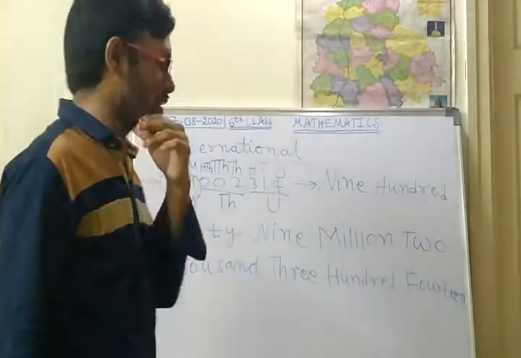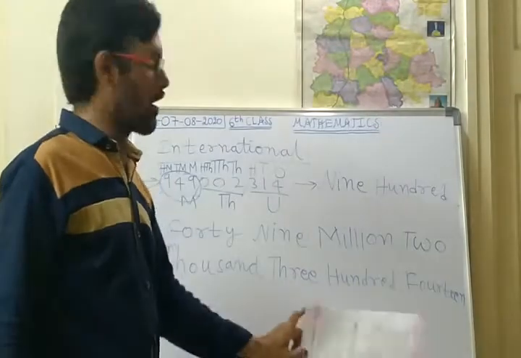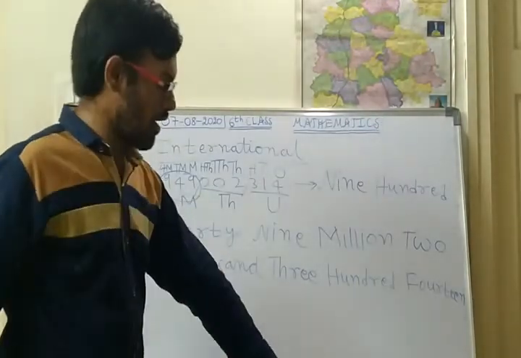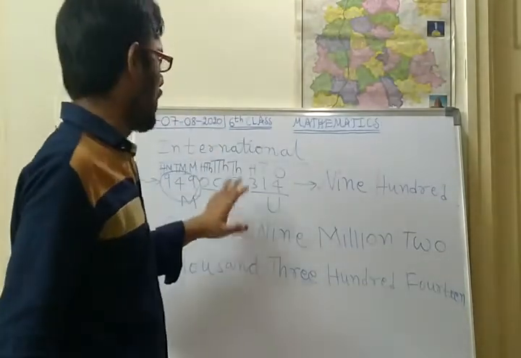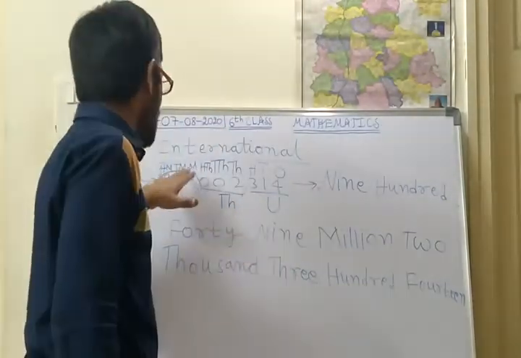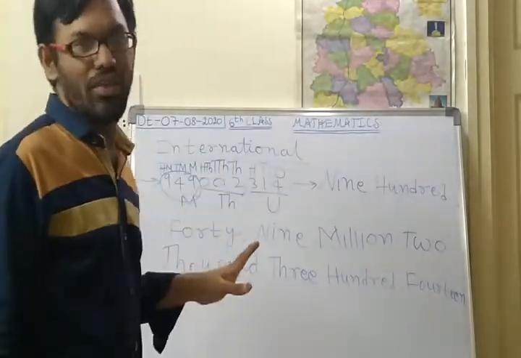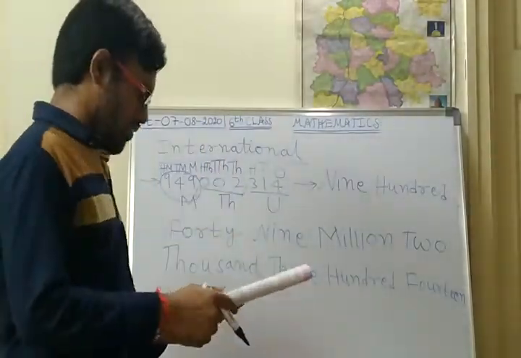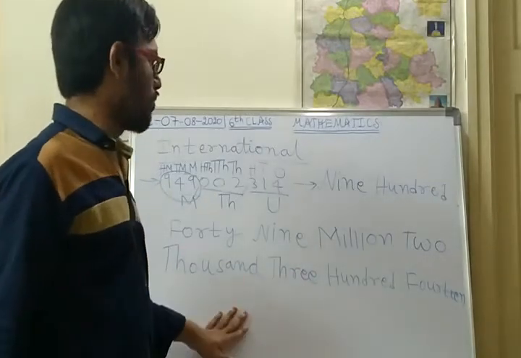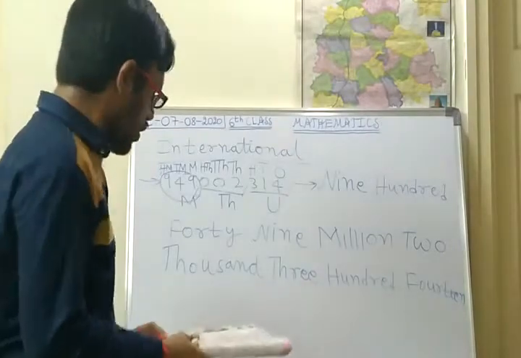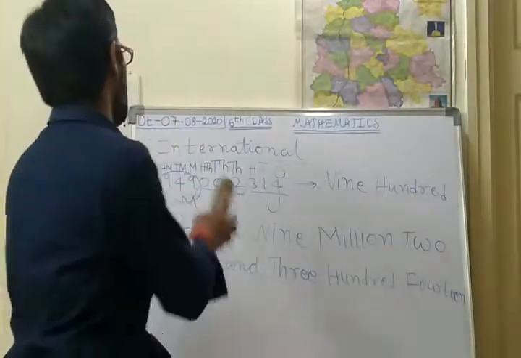Okay, so if at all you have any doubts, once again you can recall my class, you can understand. Okay. So like this you have to write the International System of Numeration number name. Okay, now I hope you have understood very well. Okay, so like this we have completed some of the problems. So now we shall go with today's class.